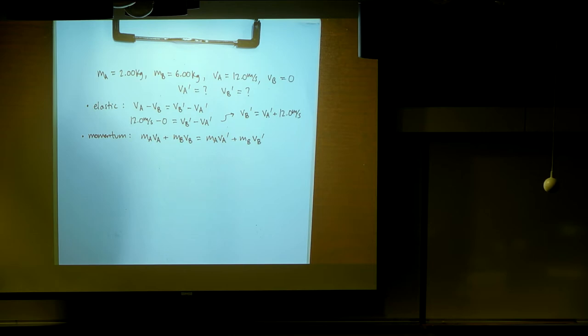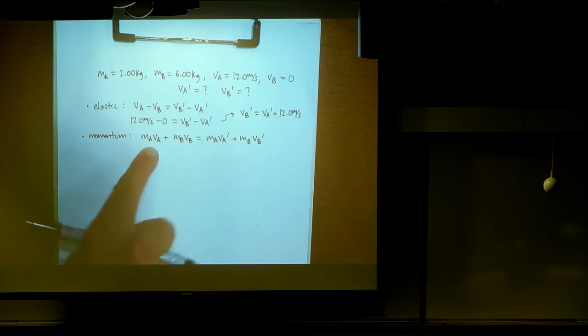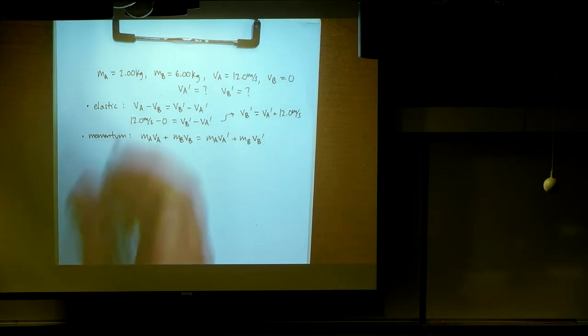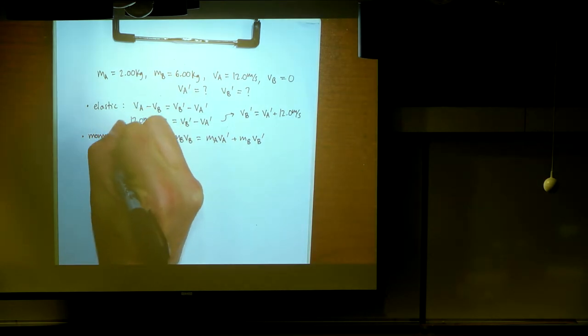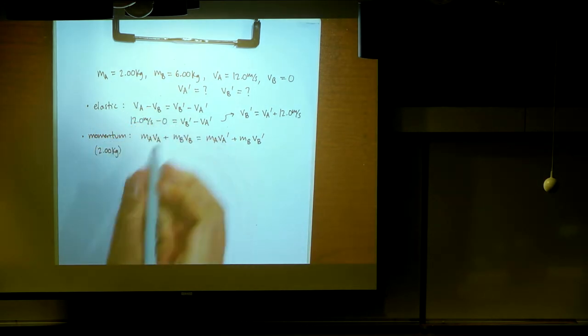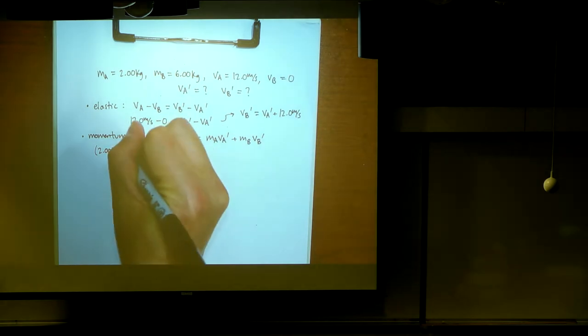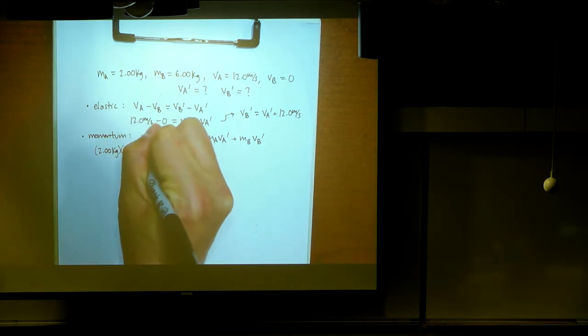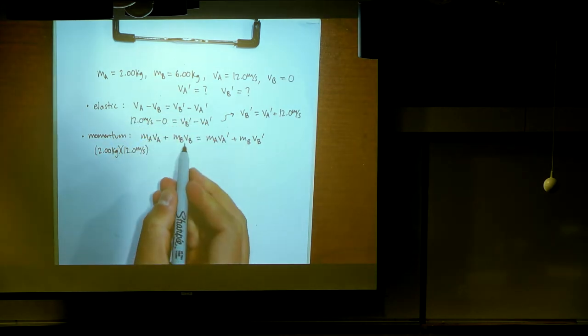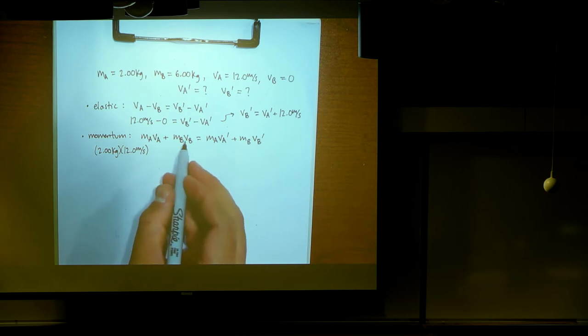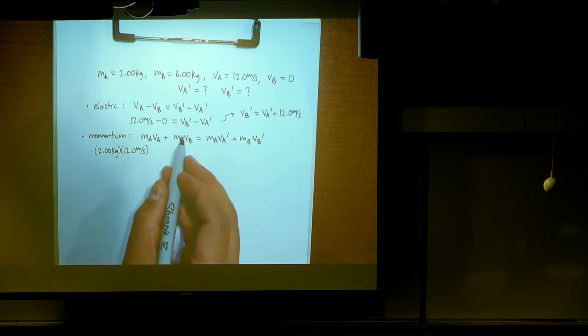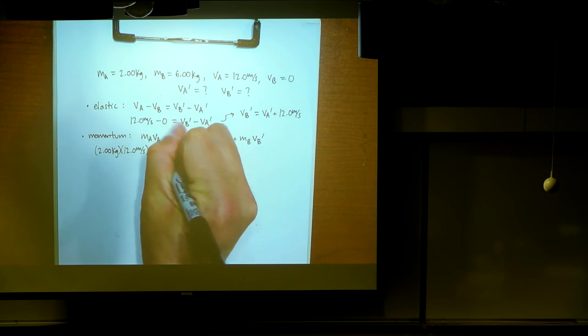Now we're at a point where I can take this equation and plug in everything that I know. So for example, MA, that's 2 kilograms. VA, that's 12 meters per second. And then VB over here, remember that's 0, puck B starts off not moving. That just means that second term on the left side is just 0.